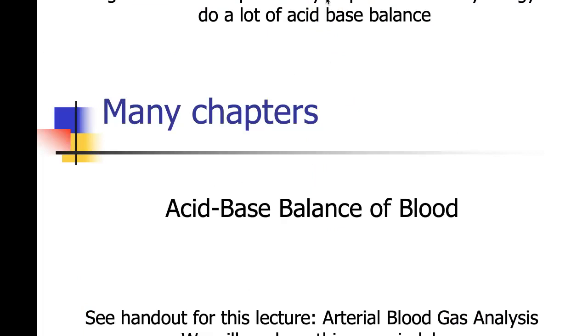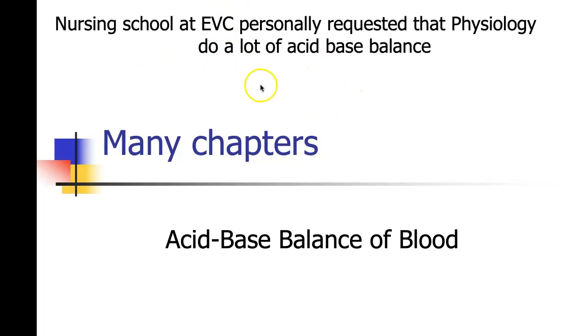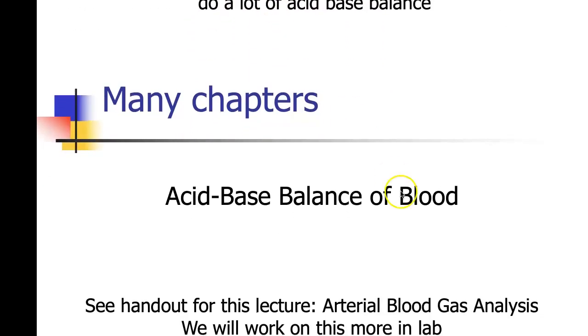Okay, so I want to point out that this topic is not one chapter. The acid-base balance of blood is multiple chapters, but we talk about it in this class because, one, it's very important, and two, nursing school at EVC personally requested that we cover a lot of acid-base balance. So many of our students go on to nursing school at Evergreen and other institutions, so we wanted to make sure that we're covering this in depth, okay? There's going to be a handout for this lecture as well, arterial blood gas analysis, and we're going to work more on this topic of acid-base balance in lab as well.